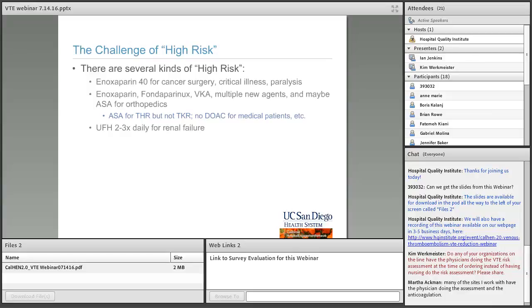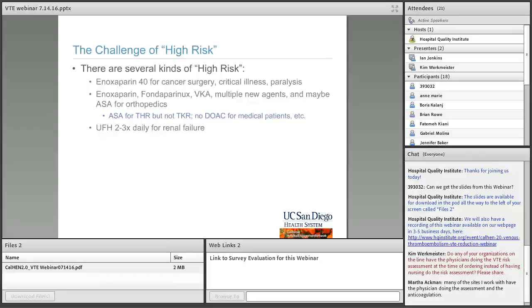Well, the first thing is there isn't just one kind of high-risk patient. Enoxaparin might be appropriate for cancer surgery, critical illness, or a newly paralyzed patient that had a major stroke or spinal cord injury. However, there's a whole bunch of choices for the orthopedics population. Enoxaparin, fondaparinux, vitamin K antagonists, all the new direct oral anticoagulants, the DOACs, or NOACs, some people call them, the new oral anticoagulants. And some groups would also permit the use of aspirin in this population.